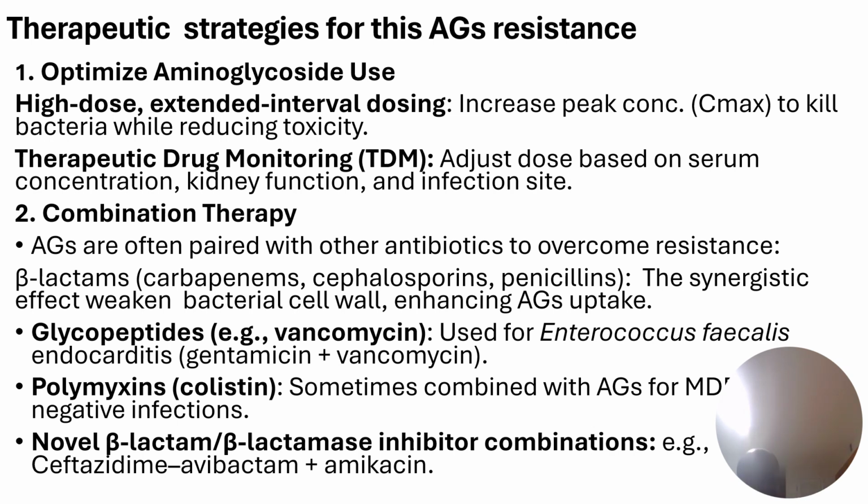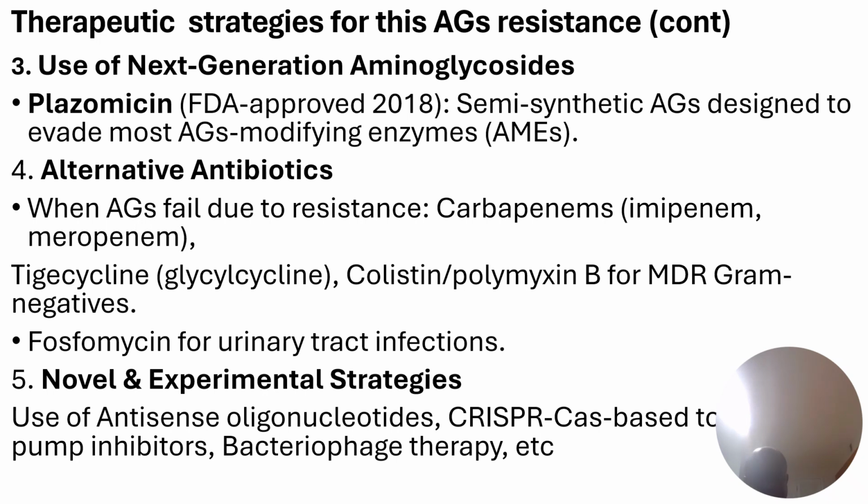Combination therapy: here the AGS antibiotics are often combined with other antibiotics to increase their efficacy against resistant strains. Therapeutic strategies continued. Use of next-generation aminoglycosides. We have plazomicin, approved by the FDA in 2018. It is a semi-synthetic AGS designed to evade most of the AGS-modifying enzymes that cause resistance.